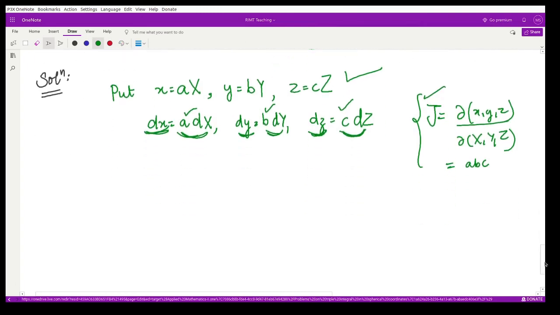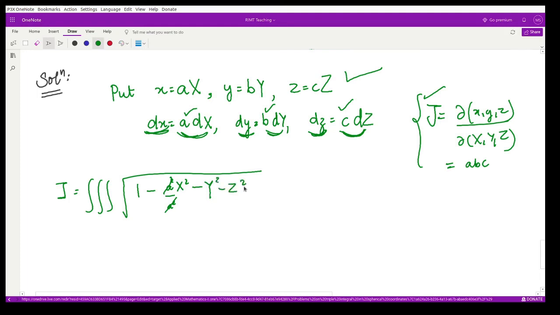So when you change this, your integral is going to become this triple integral, and instead of 1 minus x square upon a square, because we are writing in place of x square the value a square by capital X square, this a square and a square cancel, so we only have minus X square, and similarly minus Y square and minus Z square. So this is our integral, and we have a, b, c, d capital X, d capital Y, and d capital Z.